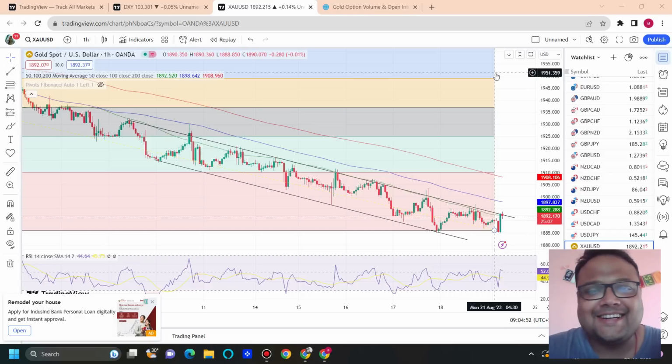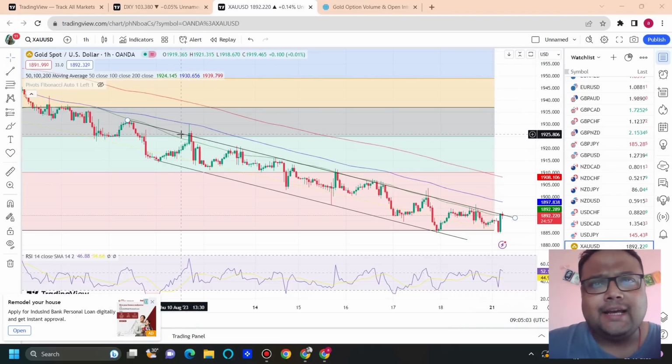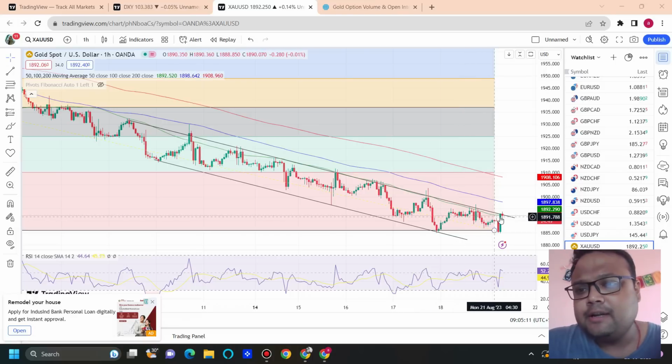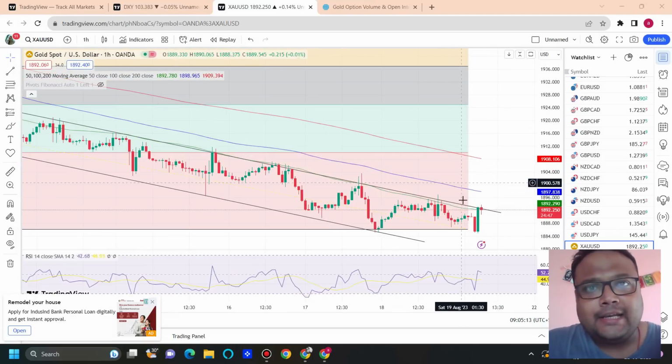So let's get started. My dear friends, the market is open and we can see that right now the market is standing at the trend line on the top. More or less the market is acting like a typical Monday market, not much volatility, not much craziness, so we can expect normal market behavior. This is the current market price here, 1892.